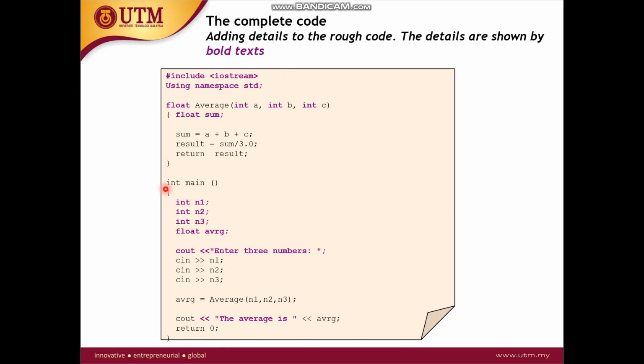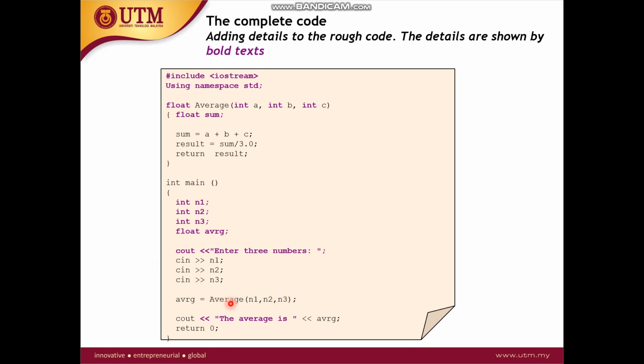Okay, so int main, int n1, int n2, int n3, you have to define them. Float average. Why float? Because float takes the fractional parts into account as well. So cout enter three numbers, just to let the user know what he or she enters, so he or she knows those numbers are going to be integer values, number values, not string values, no names or stuff like that. So average equals average(n1, n2, n3).